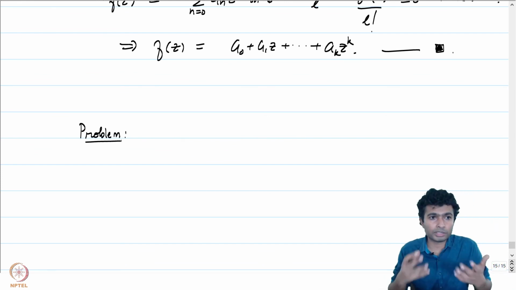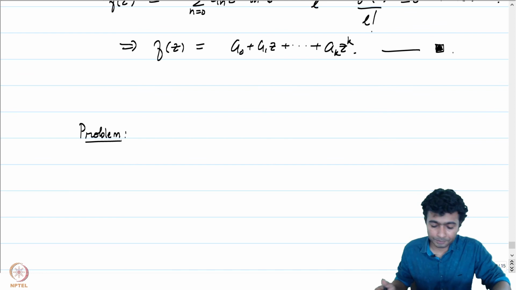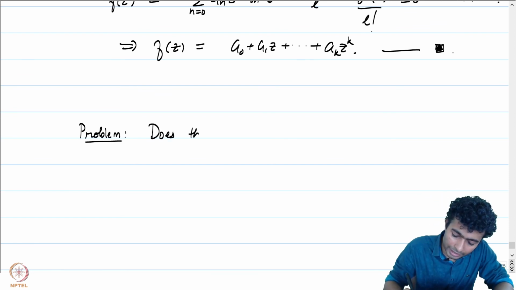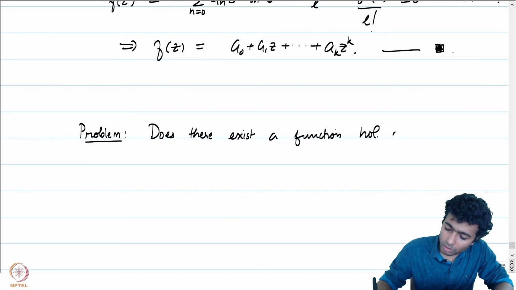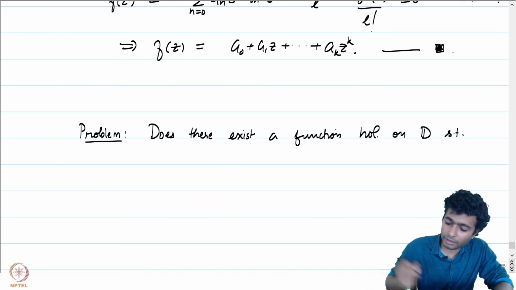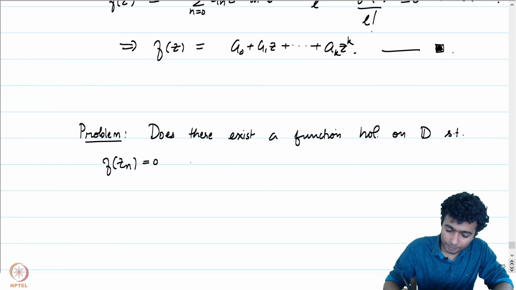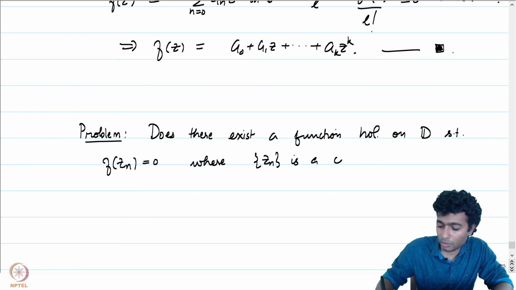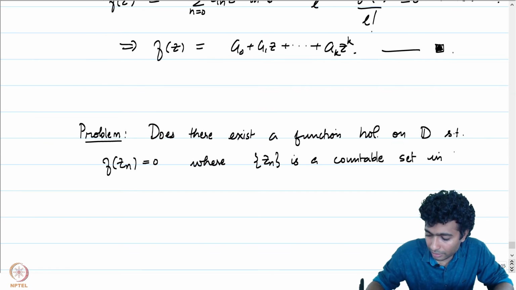The next problem is this: can we get hold of a function in the unit disk which vanishes on a countable set? Does there exist a function holomorphic on D such that f of Zn is equal to 0, where Zn is a countable set in D?